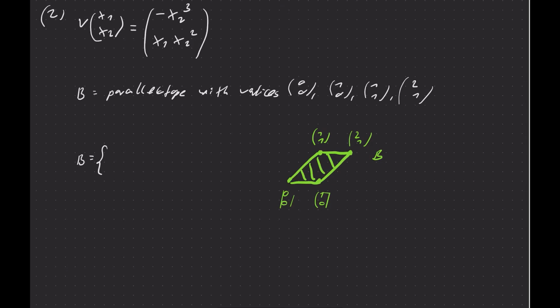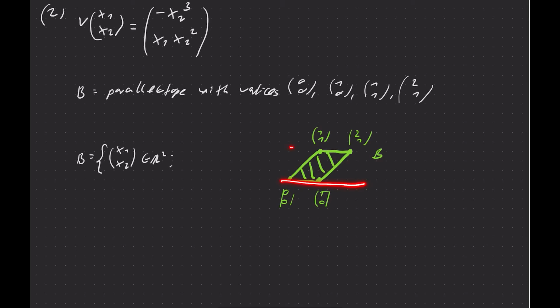So this consists of all the (x1, x2) in R2 with, well, x2 varying between 0 and 1. So that's the easy coordinate, so to say: 0 is less or equal to x2 is less or equal to 1. And then x1 depends on x2 in a very simple way. So here's the x1 coordinates.